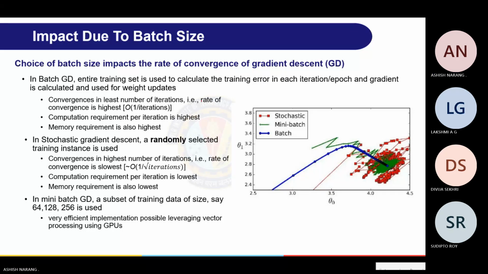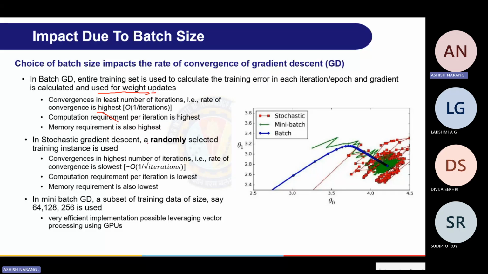In batch gradient descent, the entire training set is used to calculate the training error, and that too in each iteration, right? So the gradient is calculated and used for weight updates. It converges in the least number of iterations, and the rate of convergence is the highest. Computation requirement is also high because you are using the complete training data. Memory requirement is also high.